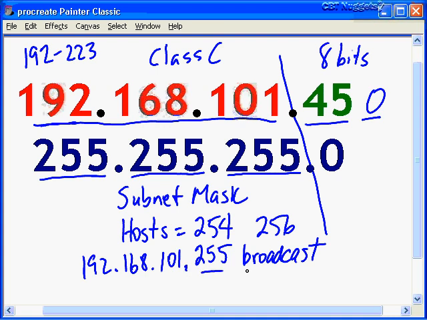Every network has a network address, .0, and a broadcast address, .255. Therefore, since I can't use the network and I can't use the broadcast, that only gives me 254 possibilities. That's why for every Class C address, you've only got 254 hosts.